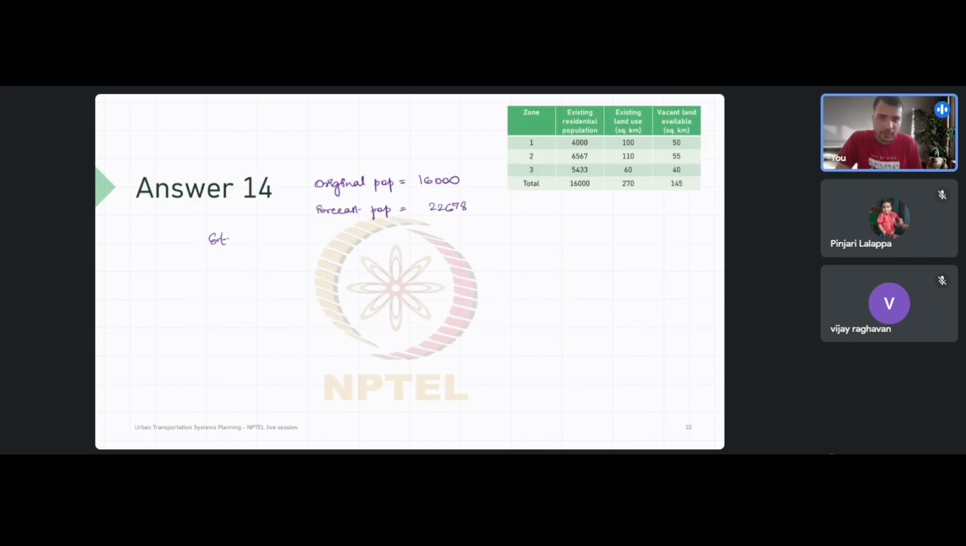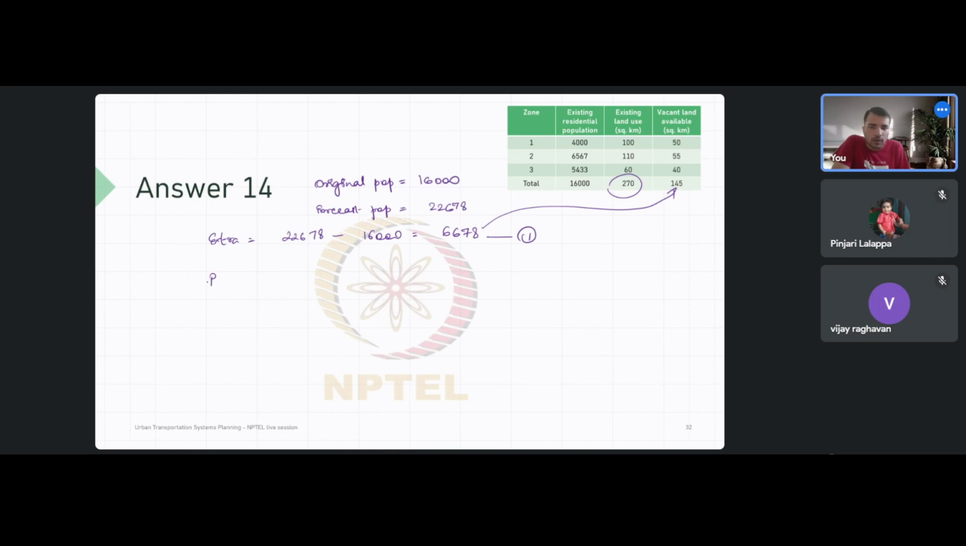So how much is the extra part? So extra is 22678 minus 16,000. So this will be around 6678. So this much population is extra. So this population, where will it go? So this much area people are already living. So this we will assign to the vacant area.